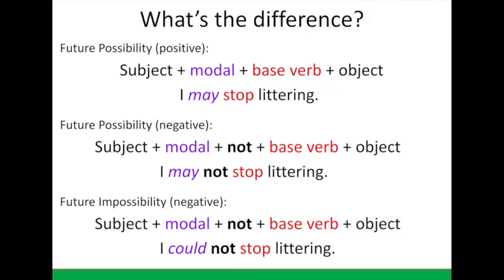So, what's the difference? To talk about future possibility, again, we can use the modals may, might, and could, followed by a base verb. However, when we want to decrease the likelihood for something that is still possible, we use may or might, followed by not, and then a base verb. However, if we want to talk about future impossibility, we use the modal could, followed by not, and then a base verb. This means that the action is impossible and won't happen.